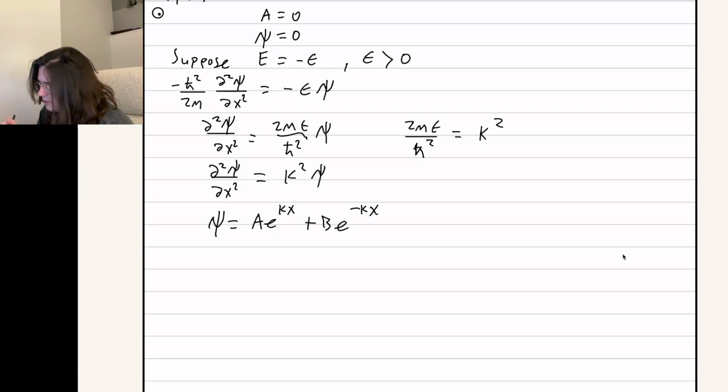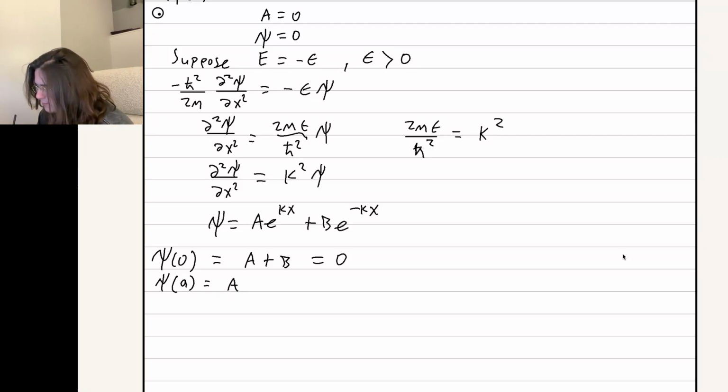So we can check our boundary conditions on this thing. We have that psi of 0 will be 0. So we have that e to the 0 is just 1, so a plus b equals 0. Let's leave that for now. I'll come back to that later. Let's also check psi at a, which will be a e to the ka plus b e to the minus ka. That'll also have to be equal to 0.